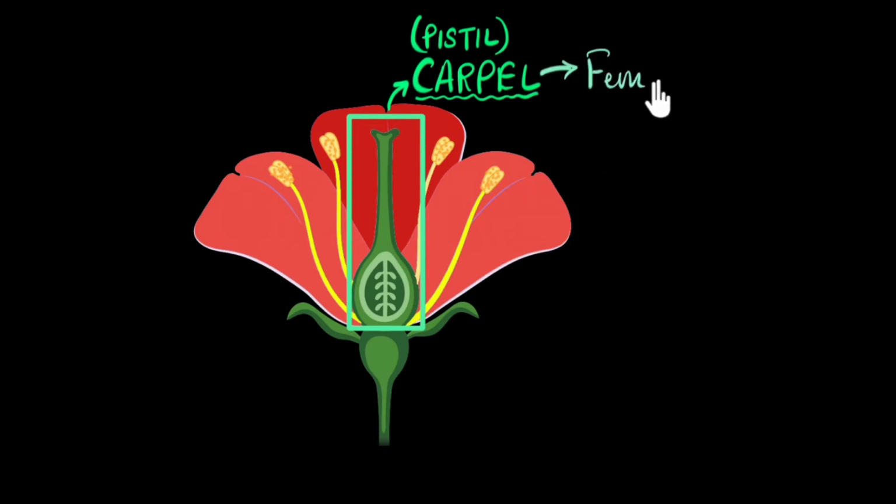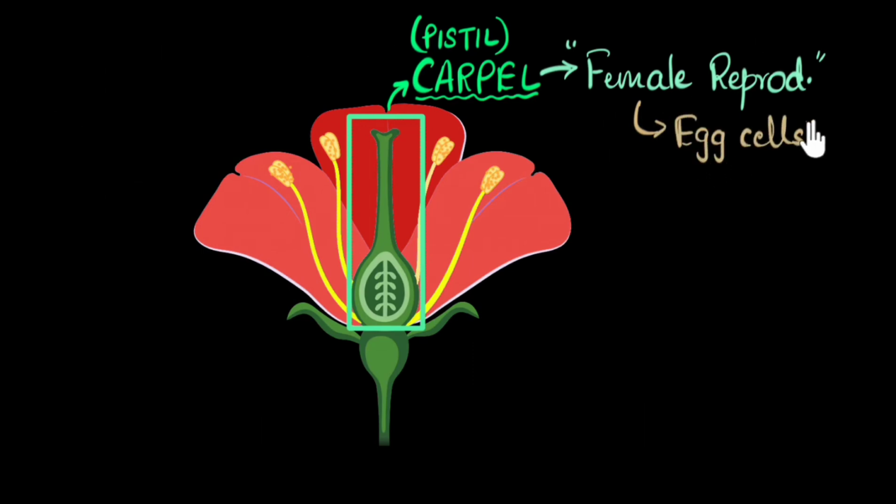So I'm just gonna call this the female reproductive part. I'm just gonna write female reproductive, okay? Now, why do we say that the carpel is the female reproductive part? Because it is the carpel that is responsible in production of egg cells. Carpels make egg cells somewhere over here. And so just like how in animals, the female reproductive part makes the egg cells, any reproductive part which makes the egg cells is often called the female reproductive part.